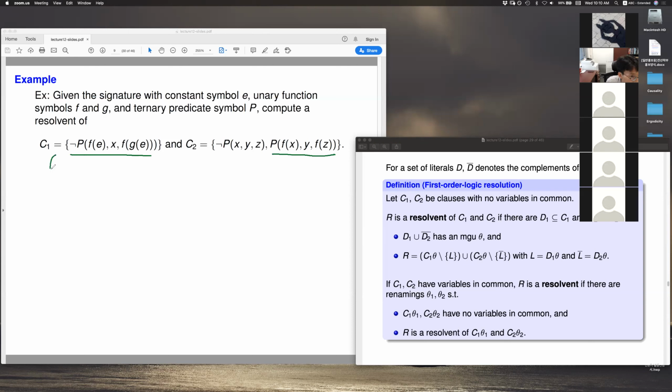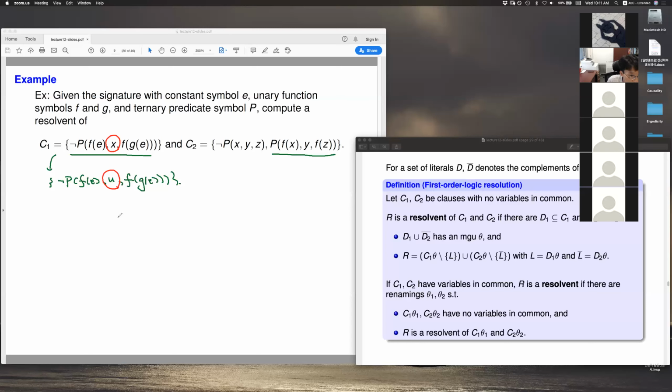So after the renaming, we'll have not P of f of e, u, f of g of e. So variable x here is renamed to variable u. And then we will try to cancel this term with the corresponding term in C2. To do so, we have to call the most general unifier.